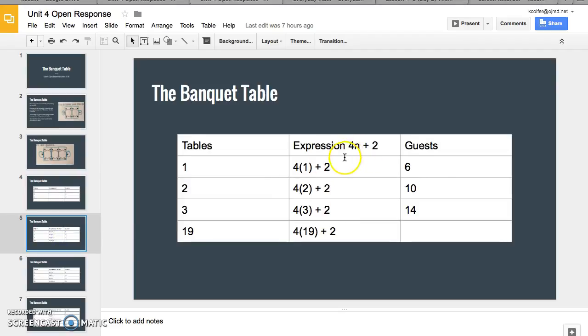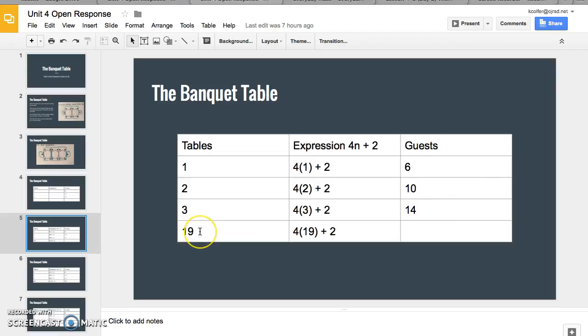So the expression that I start to notice is 4 times the number of tables plus those 2 individuals at each end. So that's the expression that I put in my table up here at the top. Again, 1 table, 4 times 1 plus 2. So therefore I end up with 6 guests. 2 tables, 4 times 2 plus 2 gives me those 10 guests. 3 tables, 4 people at each of those 3 tables, plus the 2 people at the end, I end up with 14 guests around 3 tables.